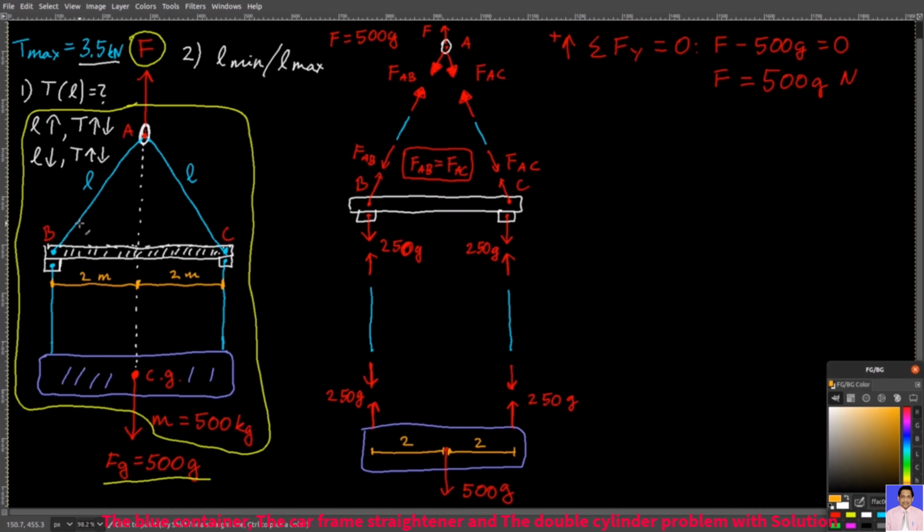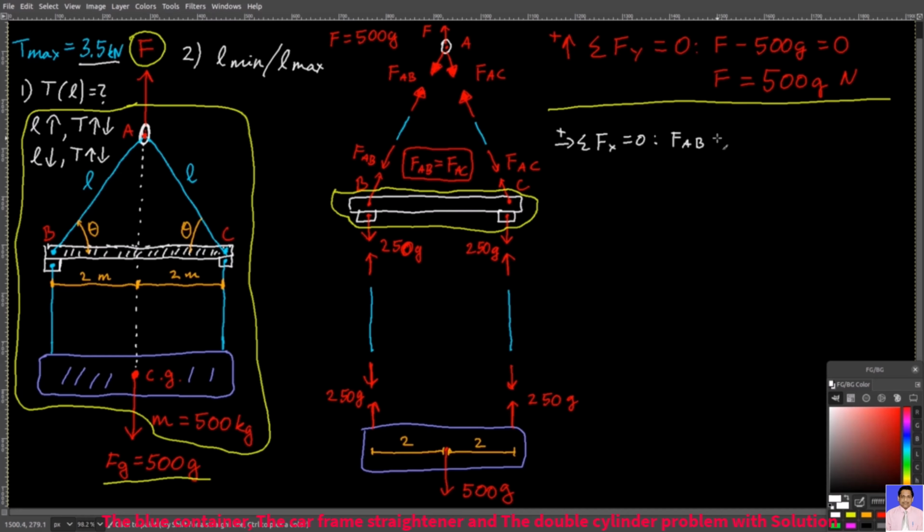Well, if we assume that there is some kind of angle here, let's call it theta, and due to symmetry we also know that you have the same angle here, theta, then if we only focus on this beam here, and we perform the equilibrium principle only on this beam, then we will have FAB times cosine theta minus FAC times cosine theta equals 0. So from here you already see that FAB and FAC are equal to each other.